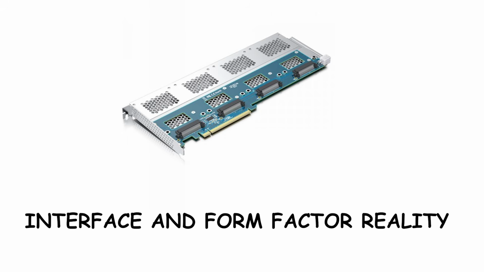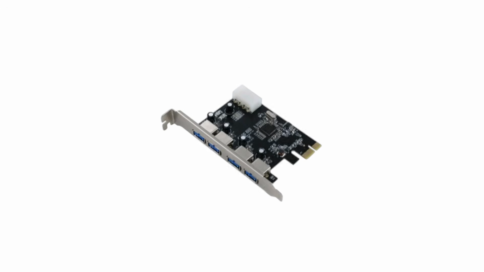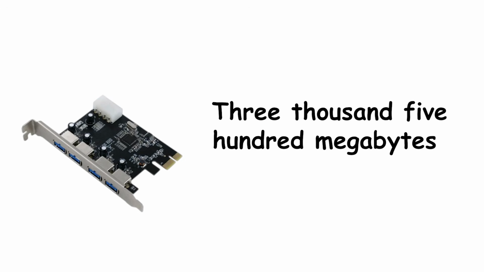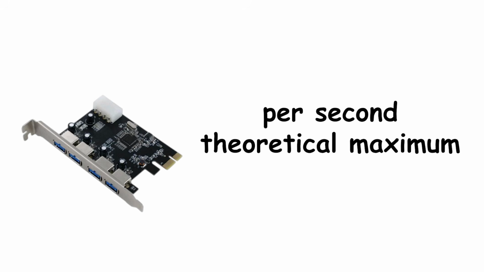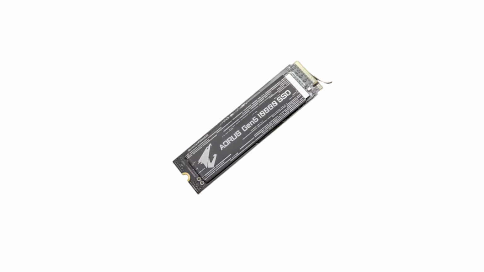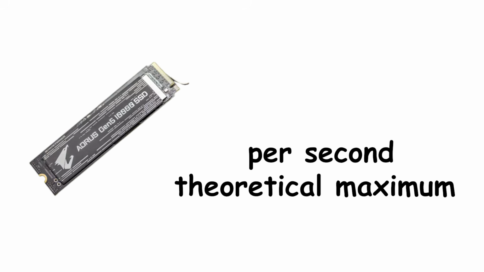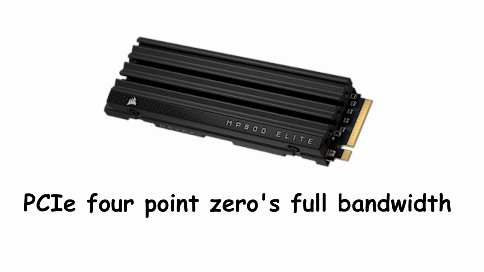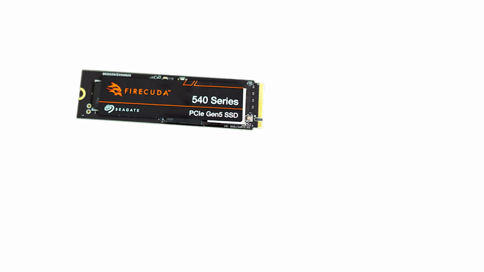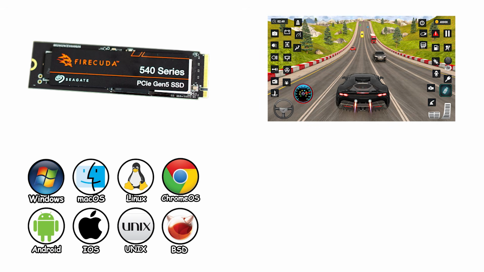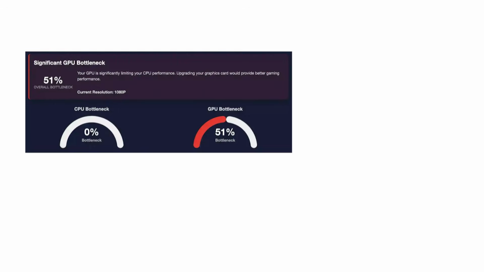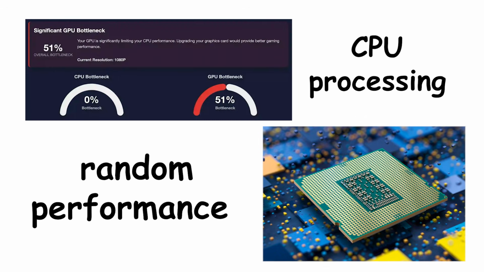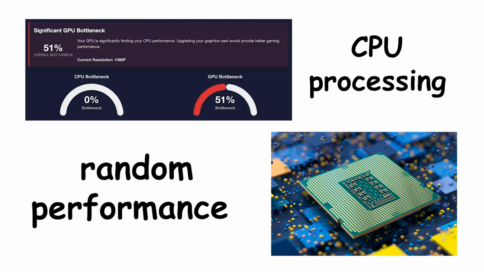Interface and form factor reality. PCIe generations explained. PCIe 3.0, 3,500 megabytes per second, theoretical maximum. PCIe 4.0, 14,000 megabytes per second, theoretical maximum. The reality: most applications can't use PCIe 4.0's full bandwidth, let alone PCIe 5.0. Games, operating systems, and productivity software are bottlenecked by random performance and CPU processing, not sequential throughput.